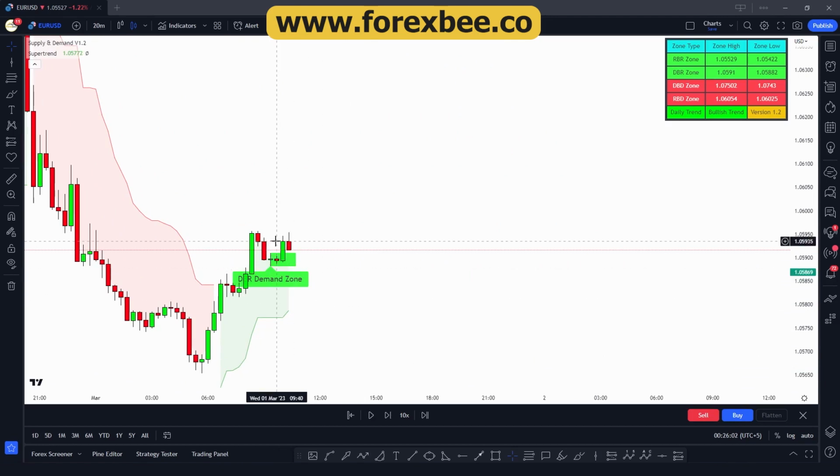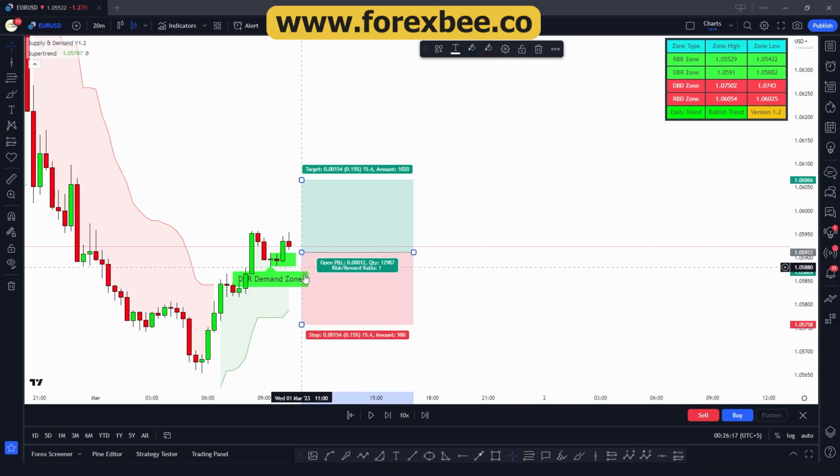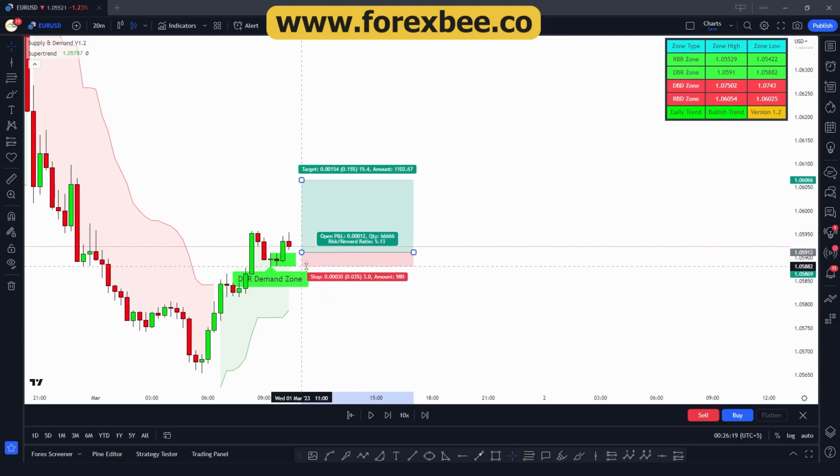And on this very next candle, you can see that the zone is formed, and the indicator has notified it right away that there is this demand zone. And now what we can do is we can put our entry at the close or at the high of this zone here, and we can put our pending stop loss somewhere here.